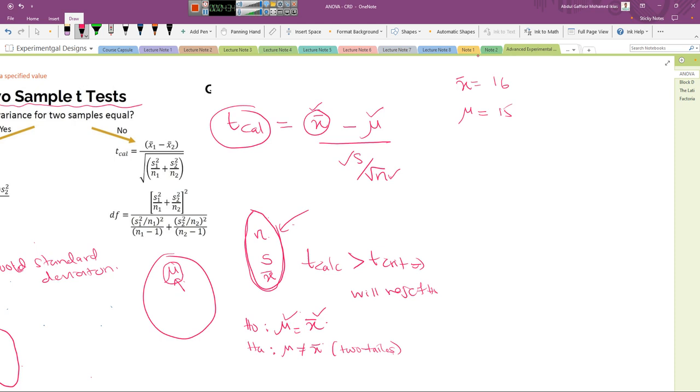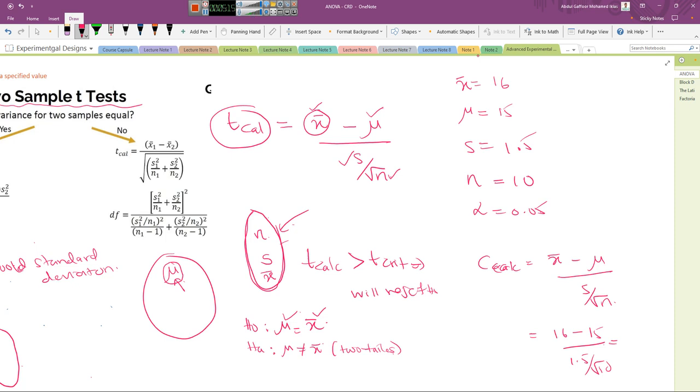Let's say I know the standard deviation s of this sample is 1.5 and my sample size is 10, and I'm going to test whether my sample mean is equal to the population mean at 95 percent confidence level. So my alpha is equal to 0.05, right? So now t calculated will be equal to x bar minus mu divided by s over square root of n. Now here, 16 minus 15 divided by s, 1.5, over square root of 10. Let me calculate: 1 divided by 1.5 divided by square root of 10 gives me 2.108, right?